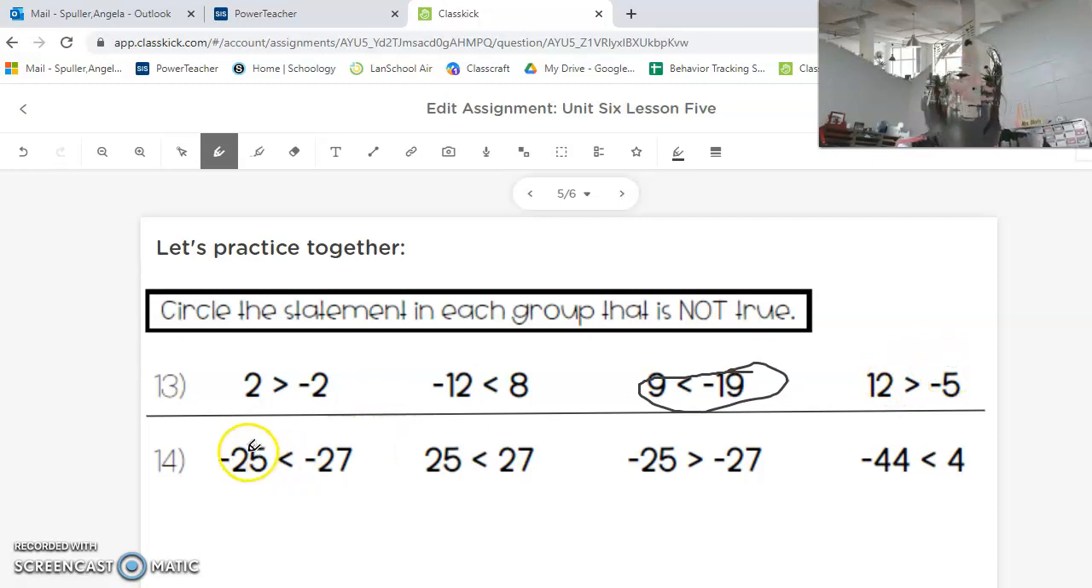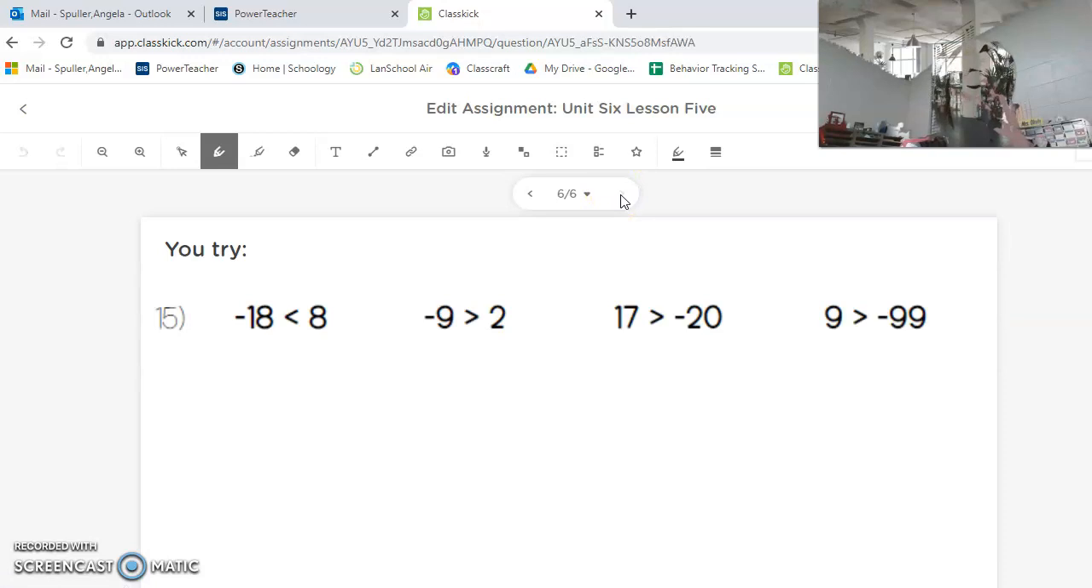Okay, let's try this next one. Negative 25 is less than negative 27. I'd rather have 25 than 27. 25 is less than 27. Negative 25 is greater than negative 27. Yep. Negative 44 is less than 4. Great job. All right, go ahead and pause this video and then come back and see if you got this correct.